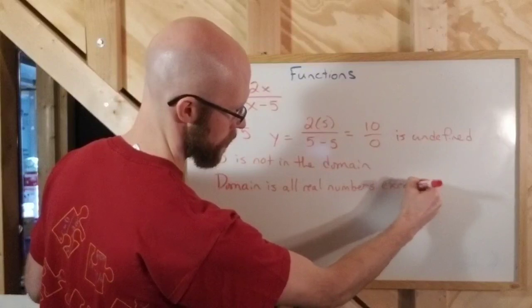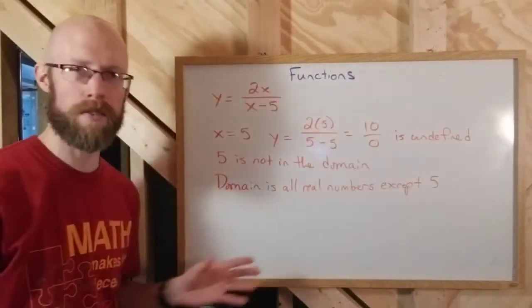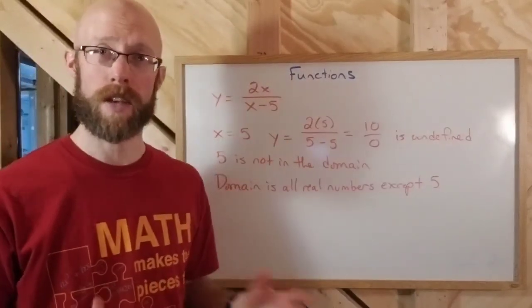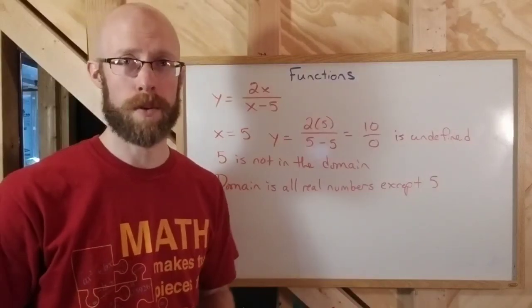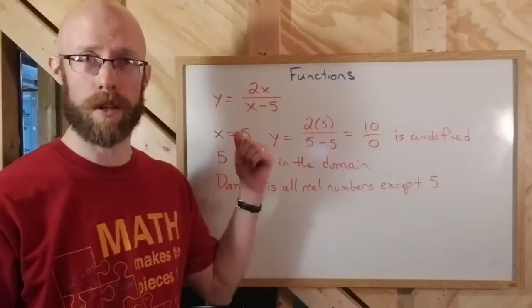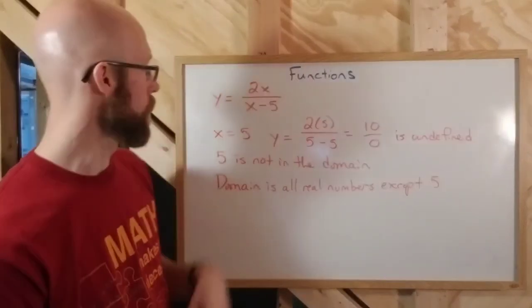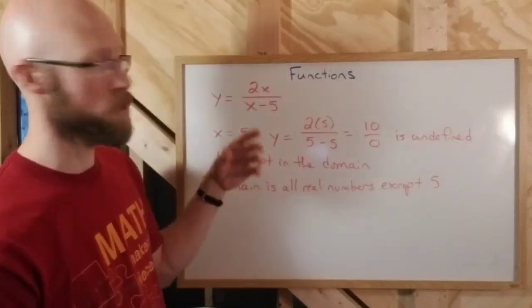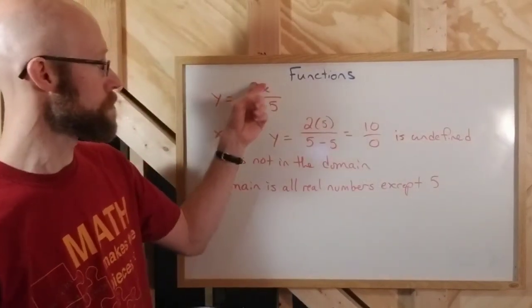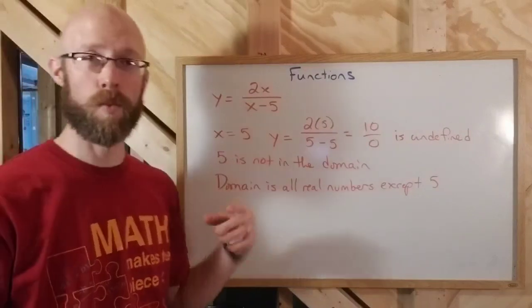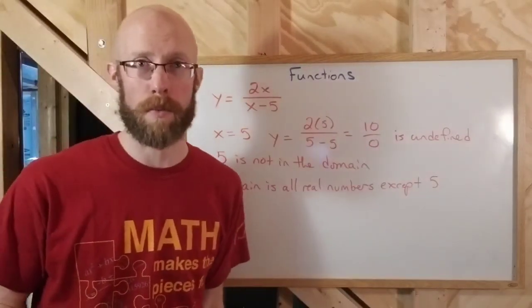except 5. Everything except 5. Okay? 5 can't be used. Everything else is fine. You want to use 4, good. 4 you can plug in, you get an output. If you want to put 6 in, 6 is good. 2 times 6 is 12. 6 minus 5 is 1. 12 over 1 is 12. Don't have a problem with that.